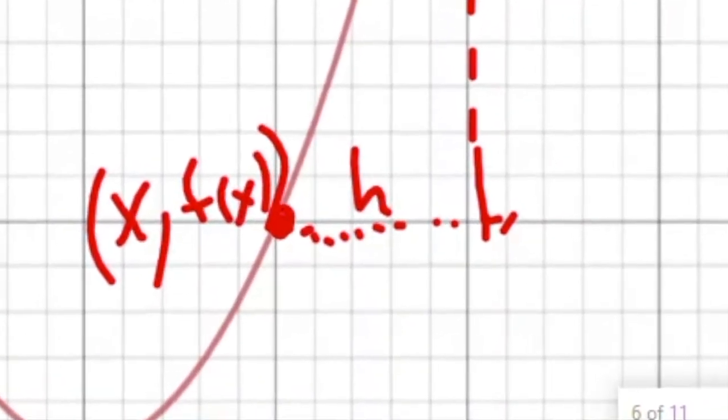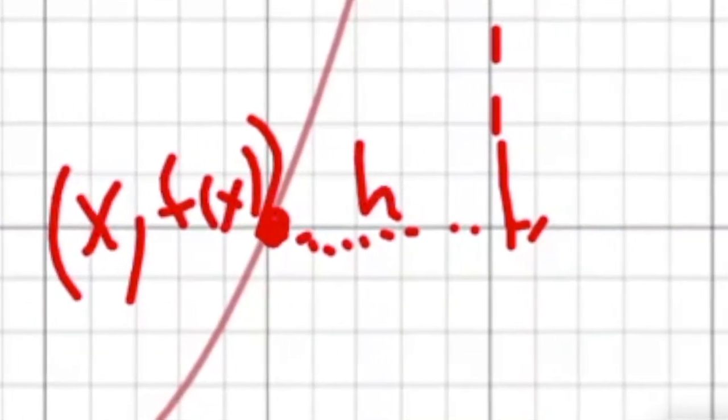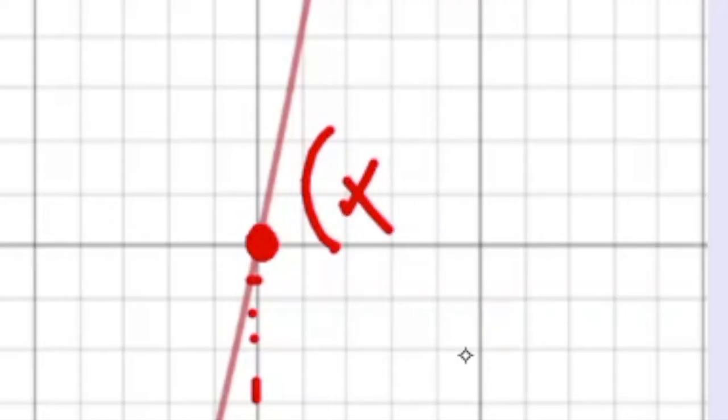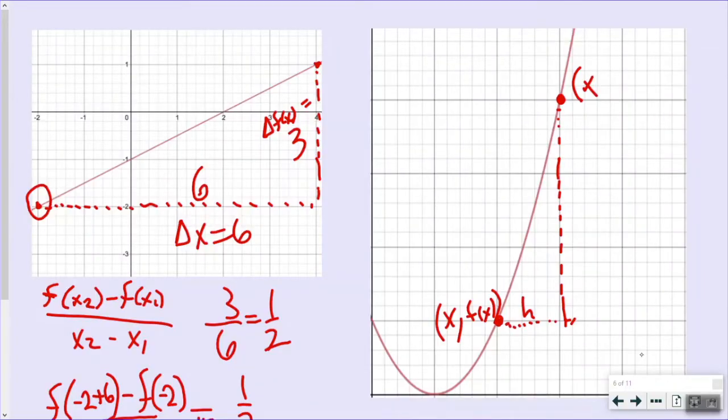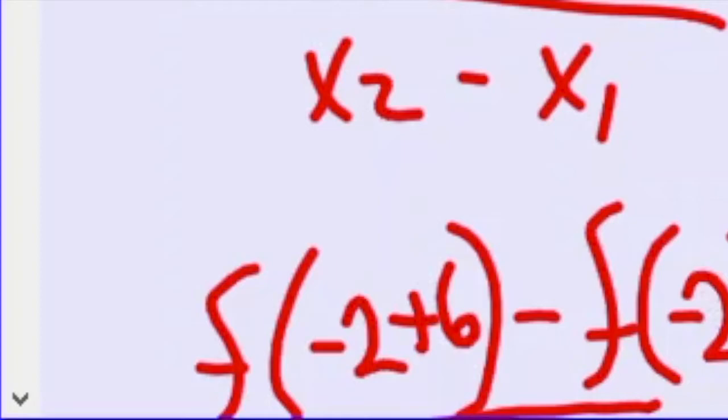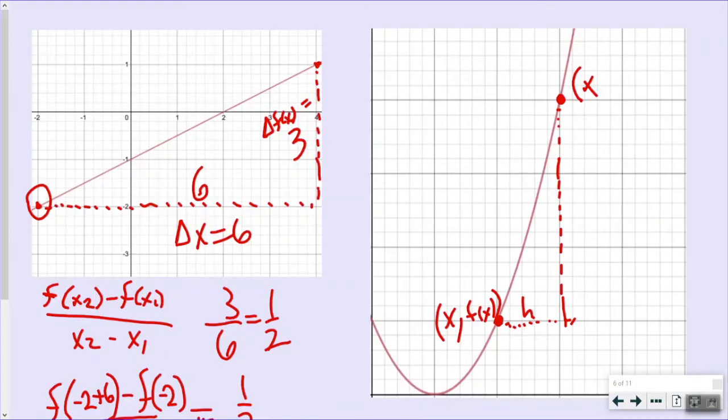I'll put h. So if this is x, it's x changing. So it's the y changing, which is 3h, right? So think about it. Look, this changed by 6. So what did I do? If it changed by 6, what did I do to x? I'm adding, because I'm going this way.